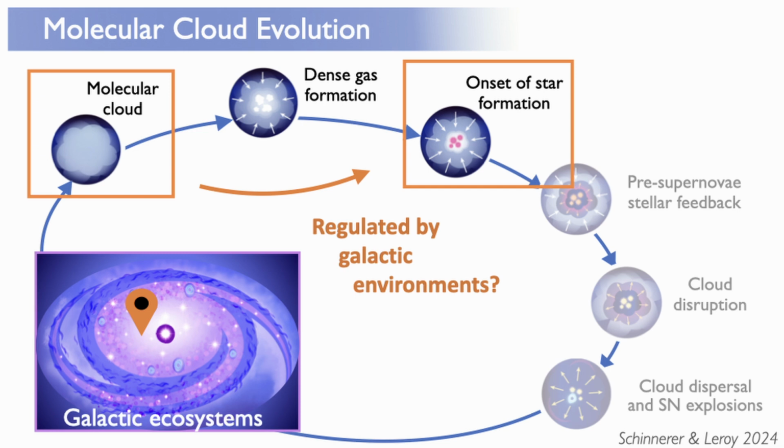But how does this happen? How can those large-scale galaxy environments impact the small-scale star formation physics? This is the main question that we are trying to answer with the SWAN survey. And to understand this problem, there are two paths that we can consider.